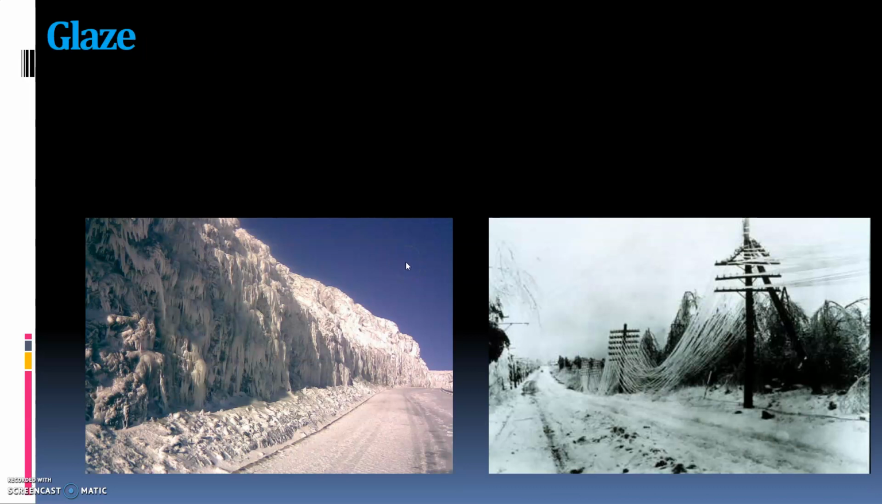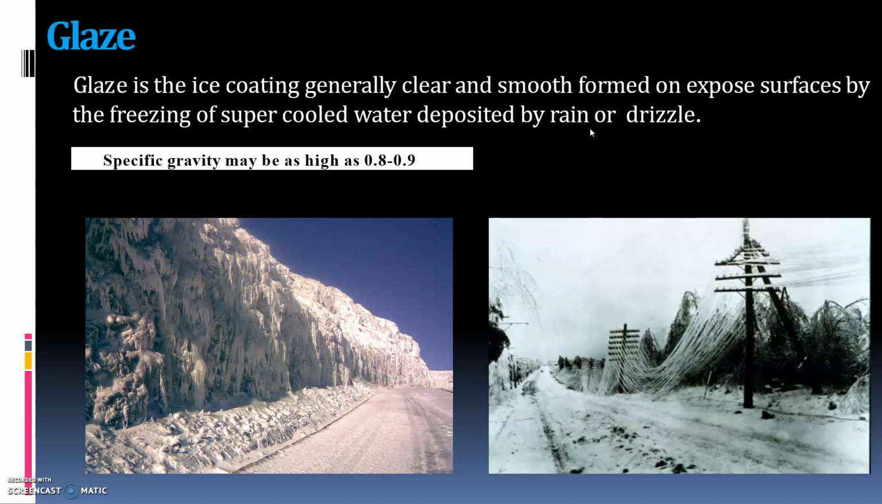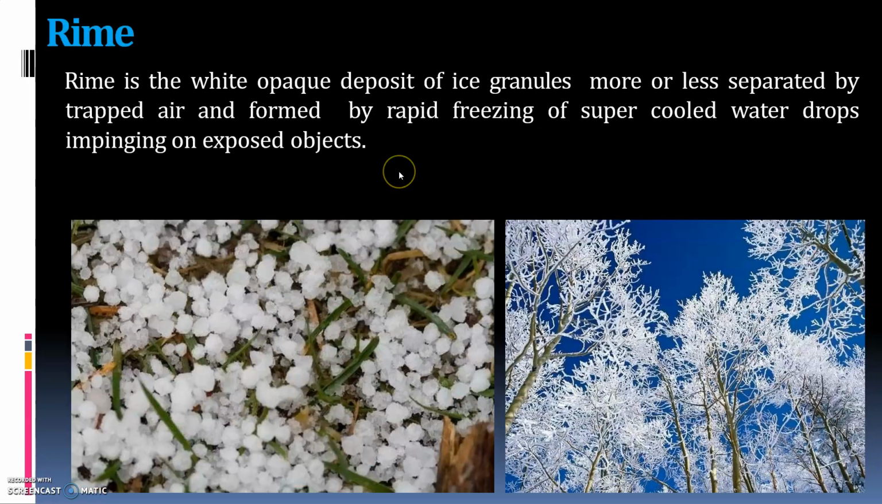Glaze. Glaze is the ice coating, generally clear and smooth, formed on exposed surfaces by the freezing of supercooled water deposited by rain or drizzle. Glaze also has a specific gravity as high as 0.8 to 0.9.